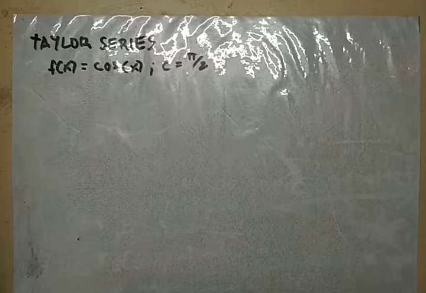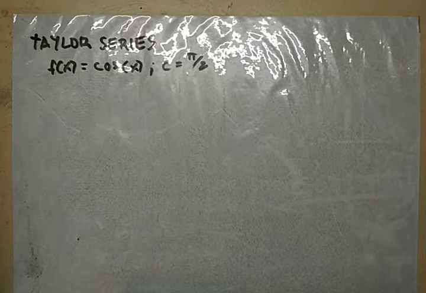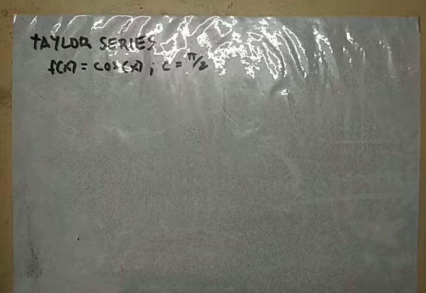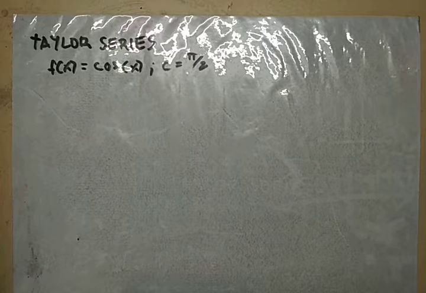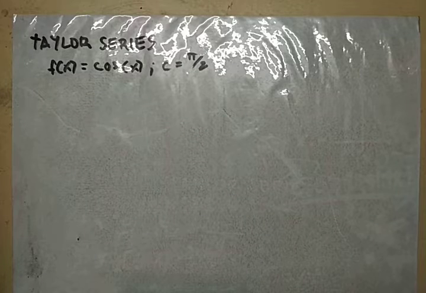So here we have our example for Taylor series. We have the function f of x is equal to cosine x, where its center is at pi over 2. First, we need to find the derivatives of this function.